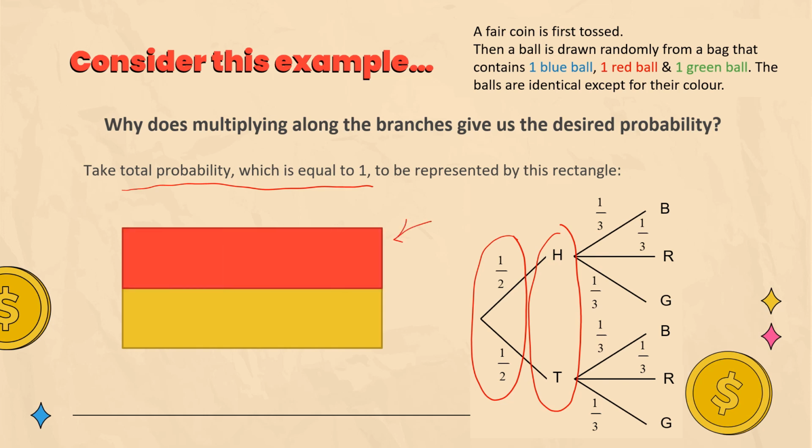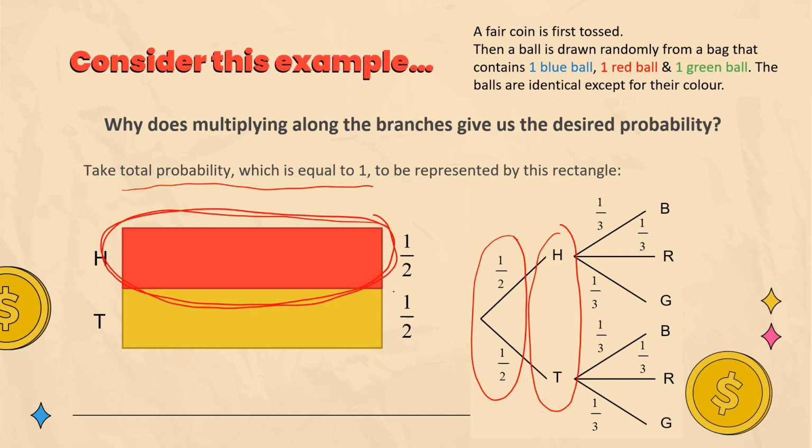I highlighted in red and yellow. Heads and tails, half each. Alright, so what we're seeing over here is that the probability of this section over here of getting heads is actually half. Likewise at the bottom, the probability of getting tails is actually half.